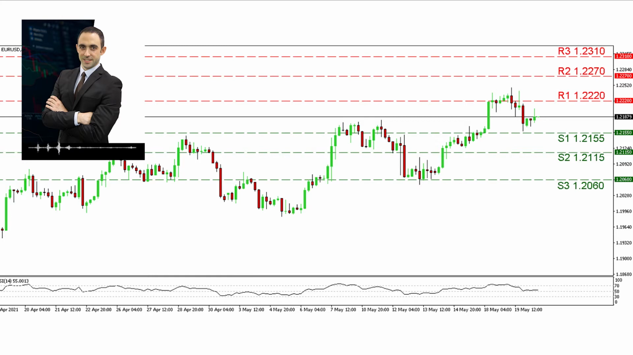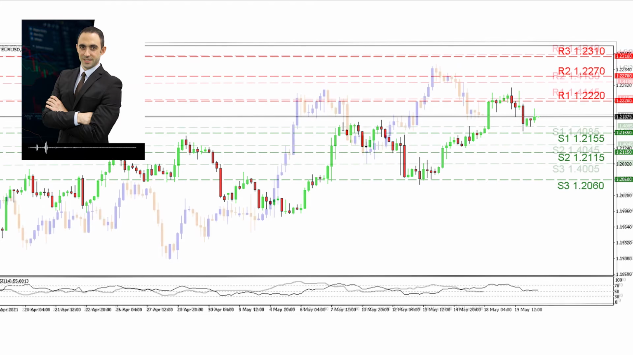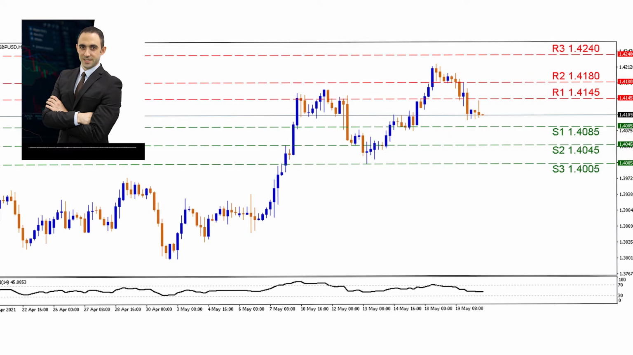Overall, the pair has been in an upward movement during May, but has also been prone to corrections and subsequent elevations. Traders should be aware that the Eurozone and the largest economies of the bloc, like Germany and France, will be releasing their preliminary PMIs for May on Friday the 21st. Thus, caution is advised. Moving now to GBPUSD for our chart.